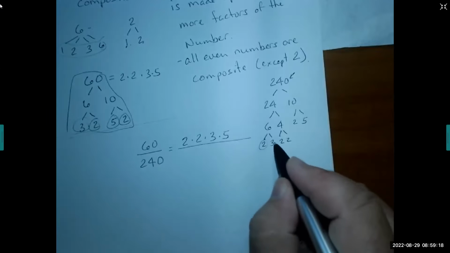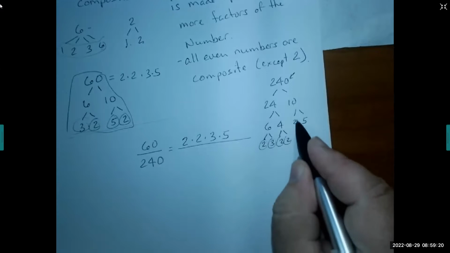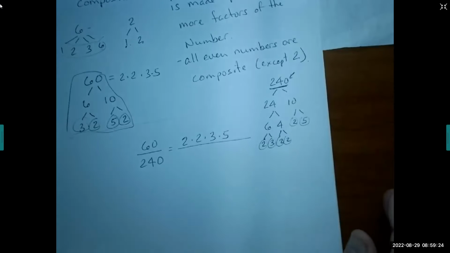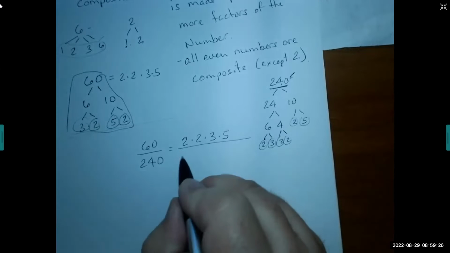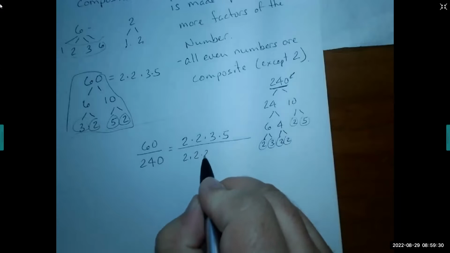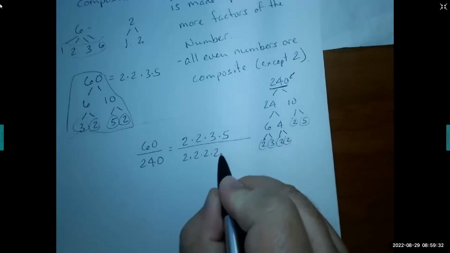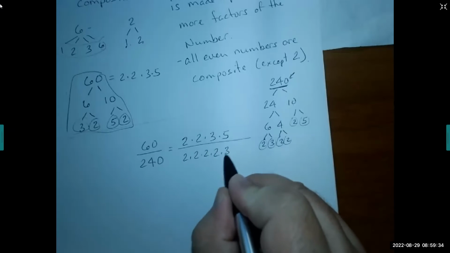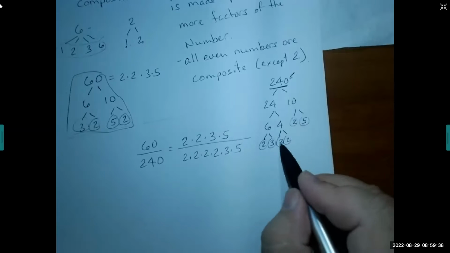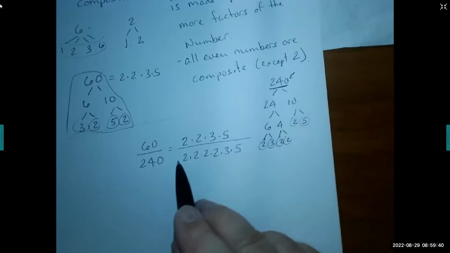So these numbers down here make up 240. We have 2 times 2 times 2 times 2 times 3 times 5.